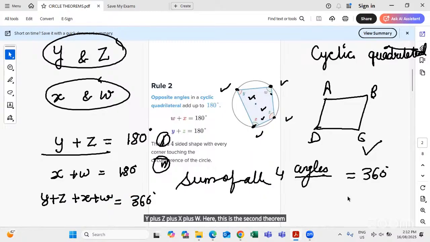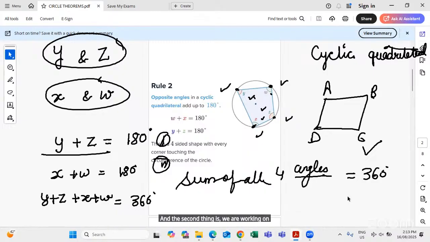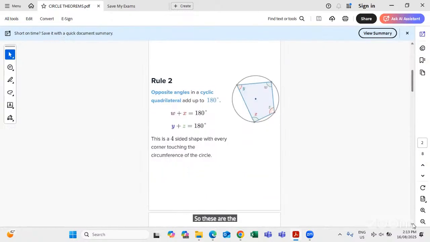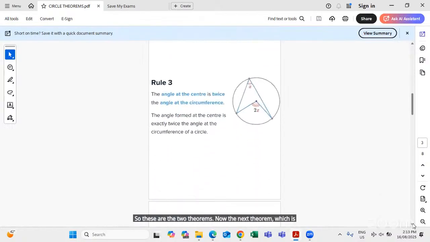In today's lesson, we are going to learn about the new terms related to circles and circle theorems. And the second thing is we are working on the rules and some questions. The proofs we will do in upcoming sessions. So these are the two theorems. Now the next theorem, which is quite important. After finishing this theorem, we will do some question exercises.